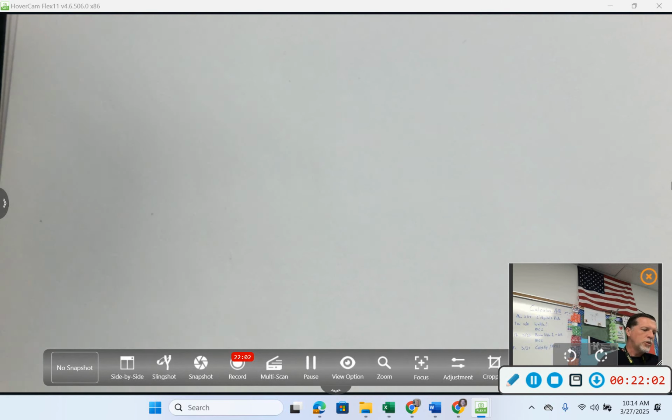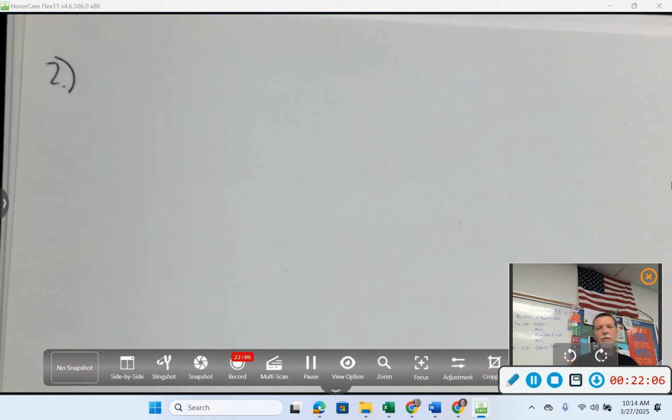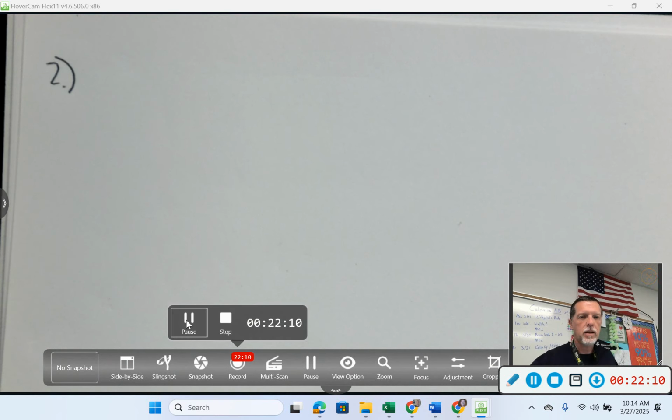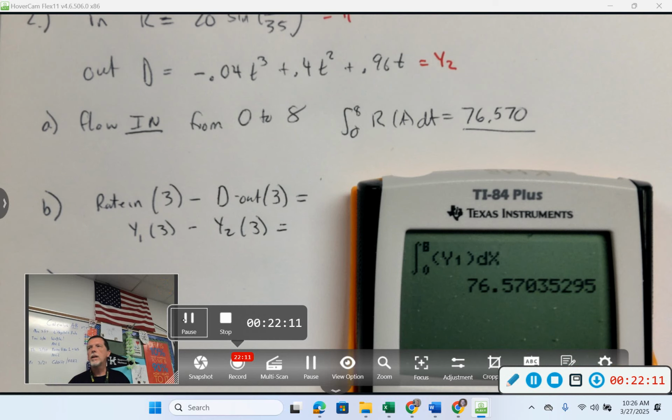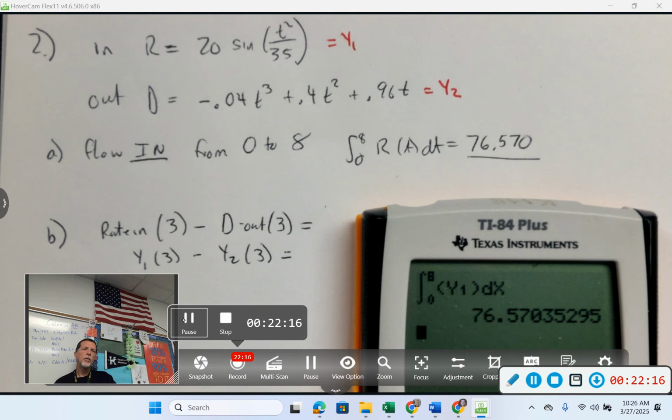Okay, number 2 is pretty similar, so right now I want you to try number 2. Then we'll do C and D together, or I'll do those. So, number 2A says how much total flowed into the pipe. All right, gentlemen, back to number 2. How much flowed into the pipe?